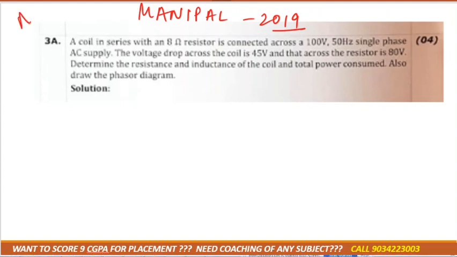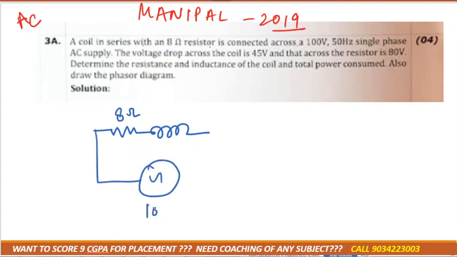2019, and this is a question from AC circuits. They said a coil in series, where a coil means the combination of R and L, in series with an 8 ohm resistor, is connected across a 100 volt, single phase AC supply.